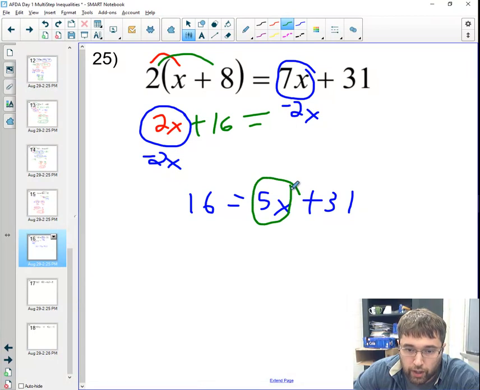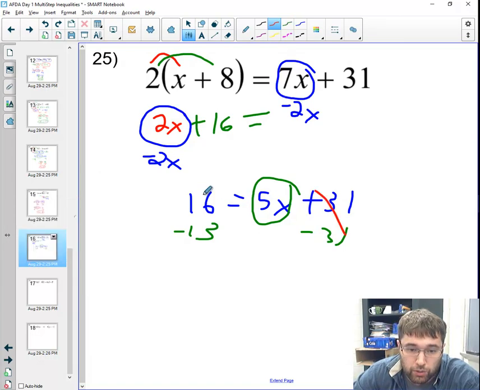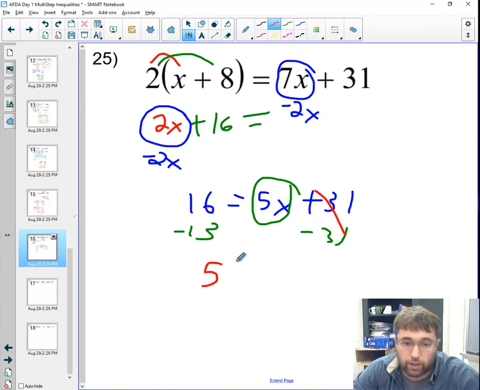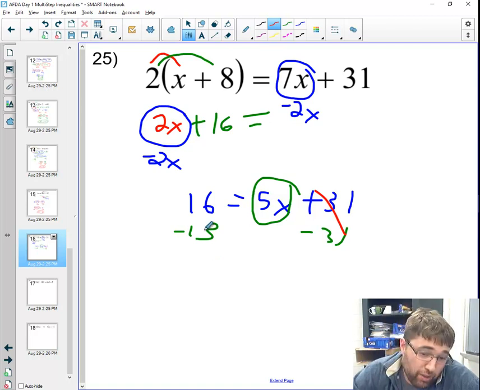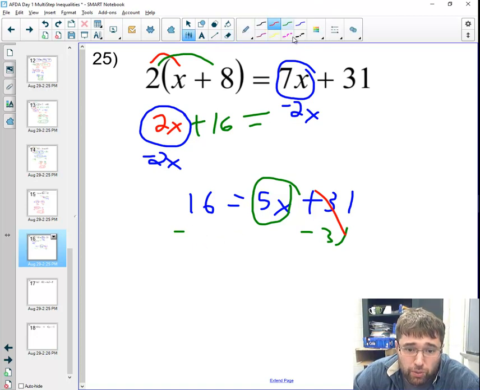So I circle the variable, take care of the hater. I subtract 31 from both sides. And now I want to make sure that this is a multiple of 5, otherwise this won't work. So these cancel out. 16 minus 13 is not 5. I did that on purpose. See how I wrote 31 over here and 13 over here? Because I knew it was a multiple of 5, I knew I did something wrong. I did that on purpose, I swear.